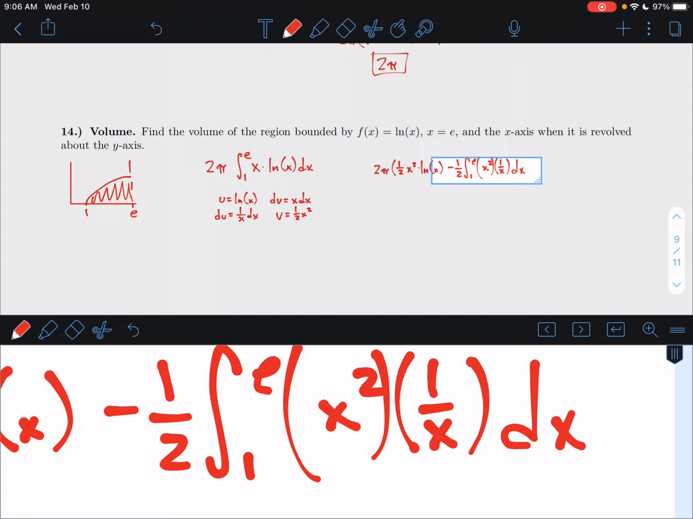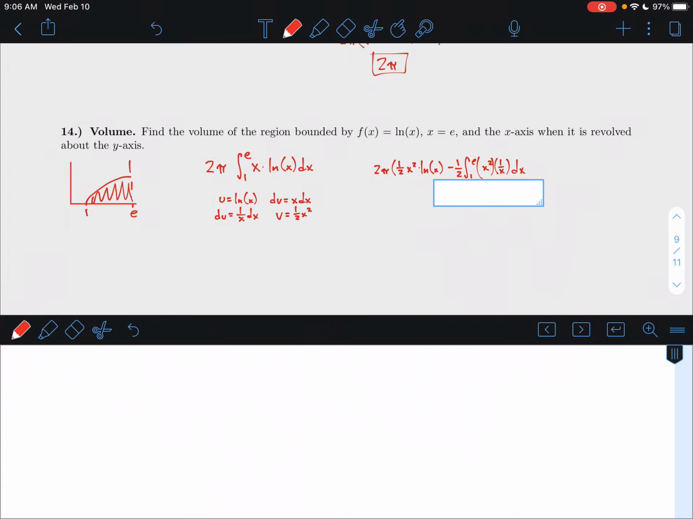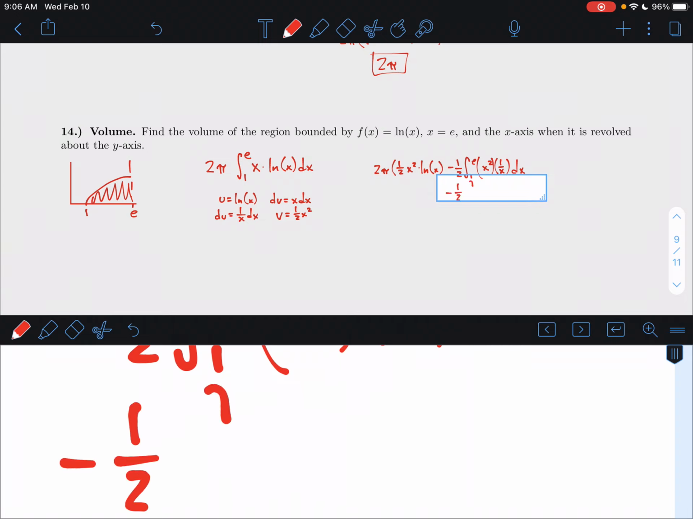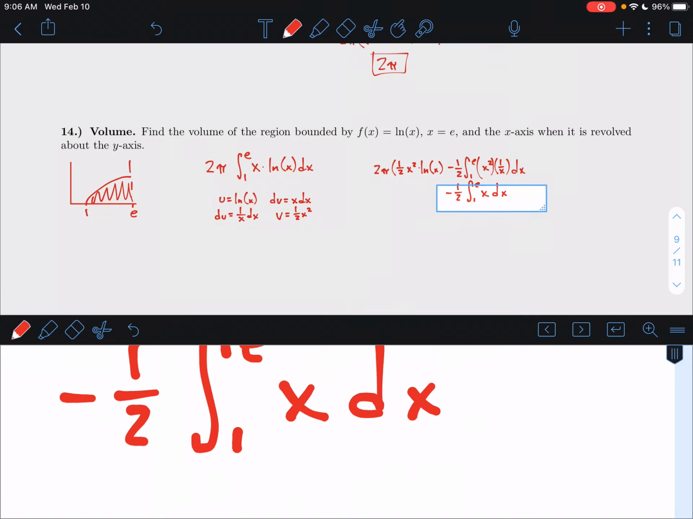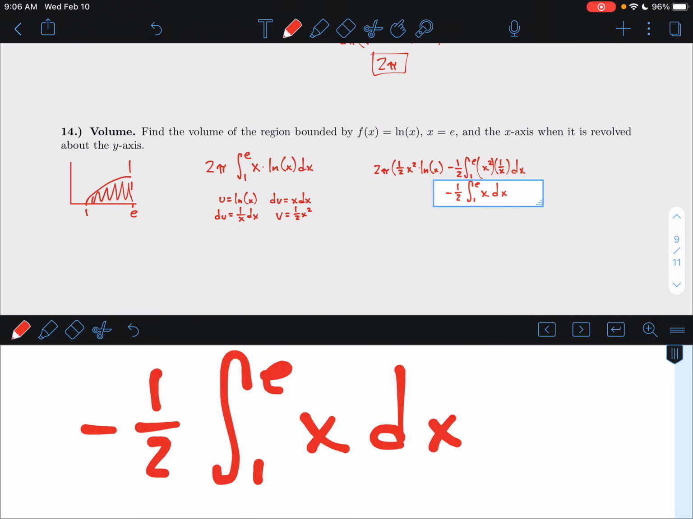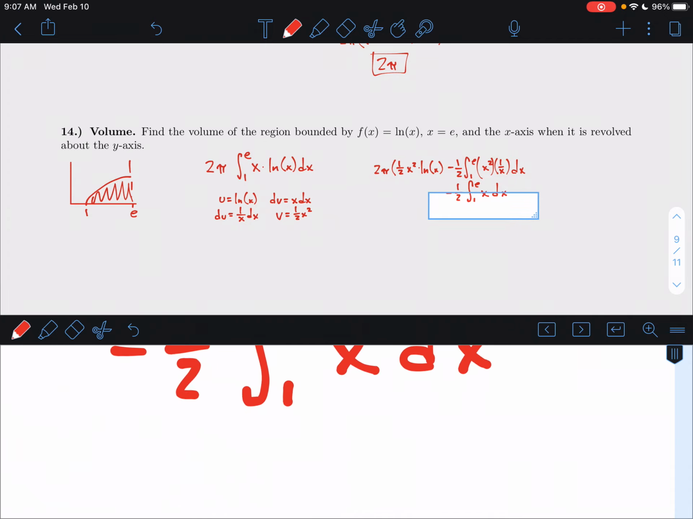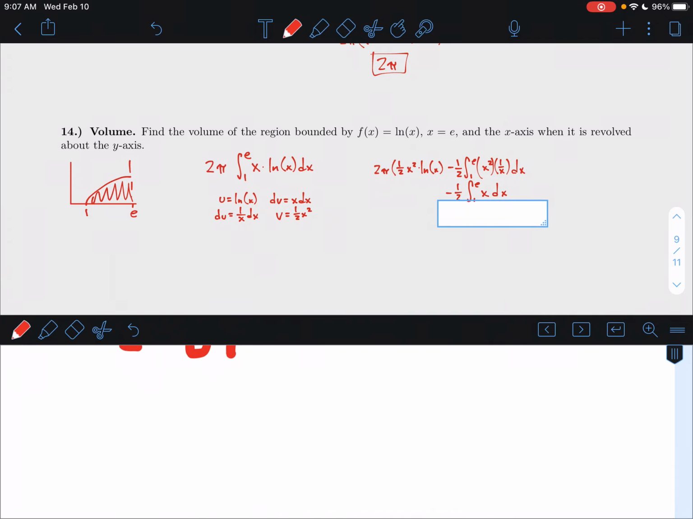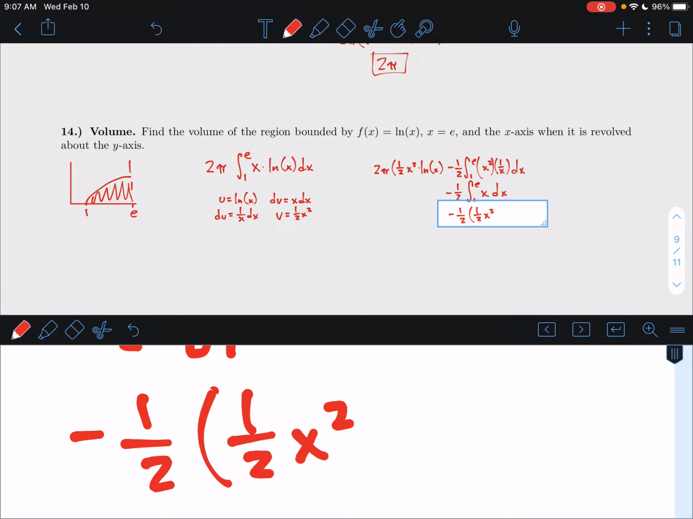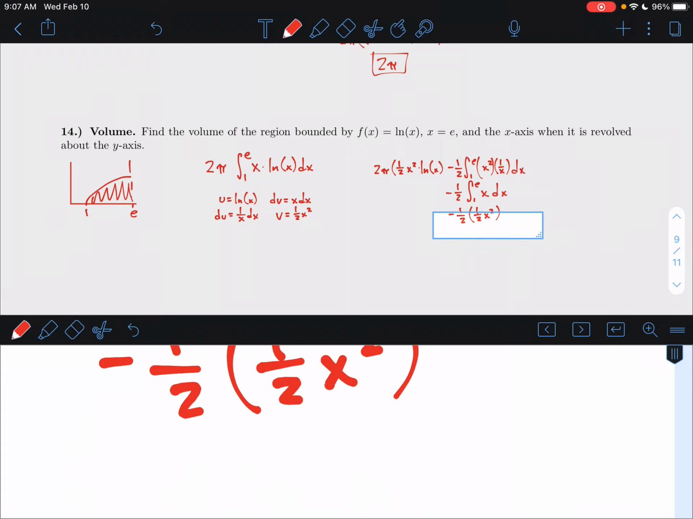And then I have x squared over x, which is just x times x divided by x. So the answer would just be x inside the integral. So I have this negative 1/2 integral of just x dx. And I know that the integral of x, well, I already took that. It's 1/2 x squared. So I'm going to have negative 1/2 times 1/2 x squared. Negative 1/2 times 1/2 is negative 1/4.